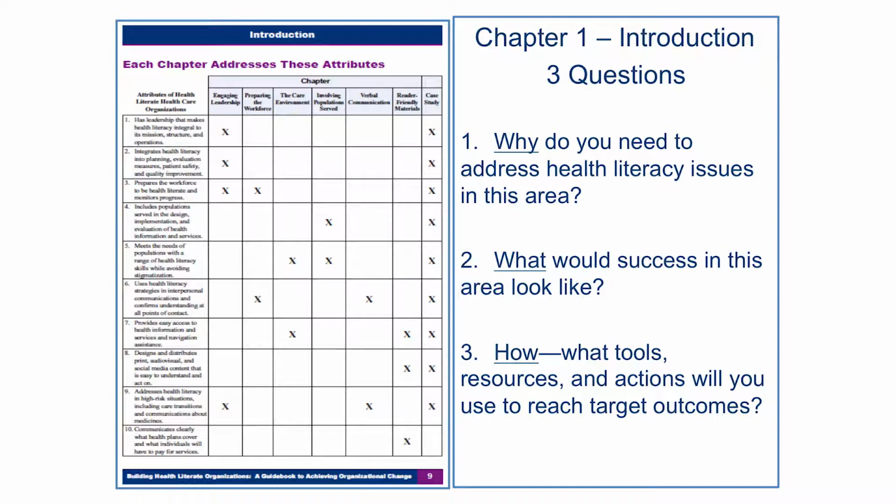Chapter 1 is an introduction to how the guidebook is organized. Each of those substantive attribute-related chapters tries to answer 3 key questions. Why? Why should you address health literacy in that particular area? What would it look like if it was a perfect world? What would people be doing? What would services be? What would it be like for the patient experience? And then how? Tools, resources, strategies, actions that you can use to reach those target outcomes.